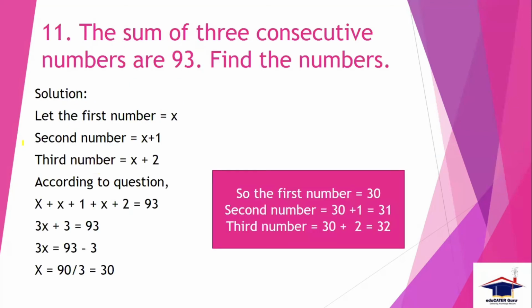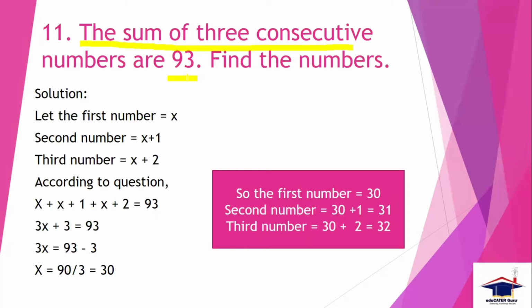Next, problem number 11. So, till now we saw finding x by solving equation. So, here you have to frame the equation from the given question. The question goes like this. The sum of three consecutive numbers is 93. So find the numbers. So we have to find these three consecutive numbers where the total of those three consecutive numbers is 93.